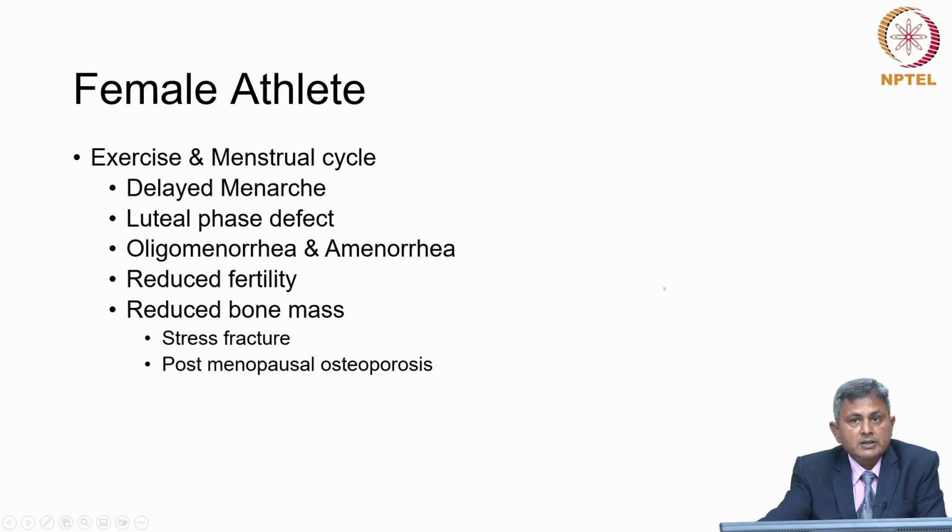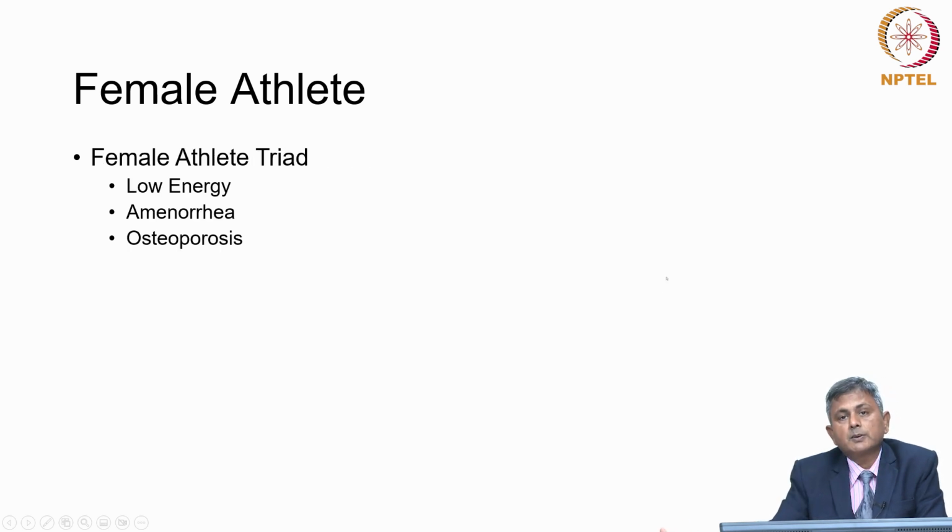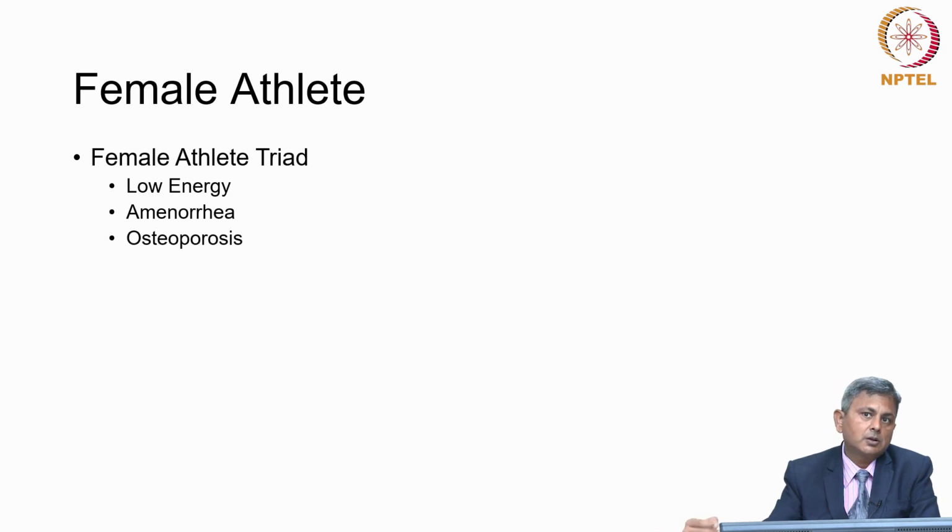And why does this occur? There is the hypothalamic pituitary ovarian axis. Because of excessive exercise and low energy consumption compared to the body's requirement, it occurs. There are many other theories also, but the main appropriate theories which explain all these things are the hypothalamic pituitary ovarian axis and the energy balance theory.